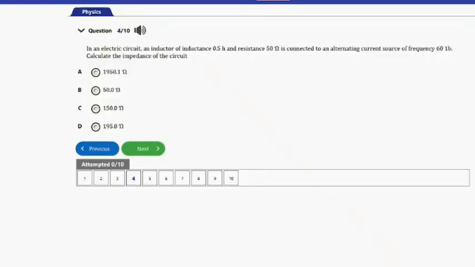It says, in an electric circuit, an inductor of inductance 0.5 H and resistance 50 ohms is connected to an alternating current source of frequency 60 Hz. Calculate the impedance of this circuit. So guys, the impedance here is Z, and Z is equal to square root of R squared plus X squared, so actually XL squared. In this case, R squared is the square of the resistance, which is the square of the 50 here. Then X squared is the square of the reactance, so that's the inductive reactance here, XL.